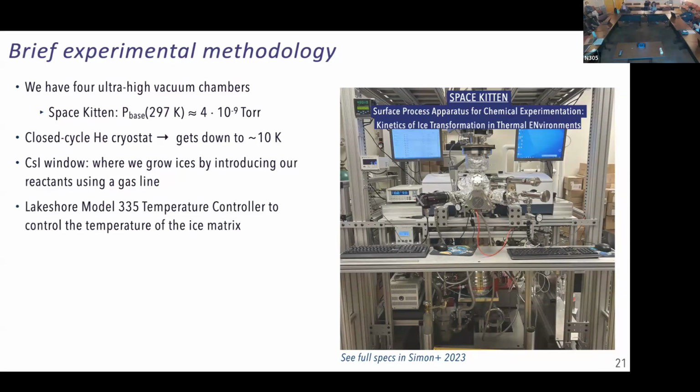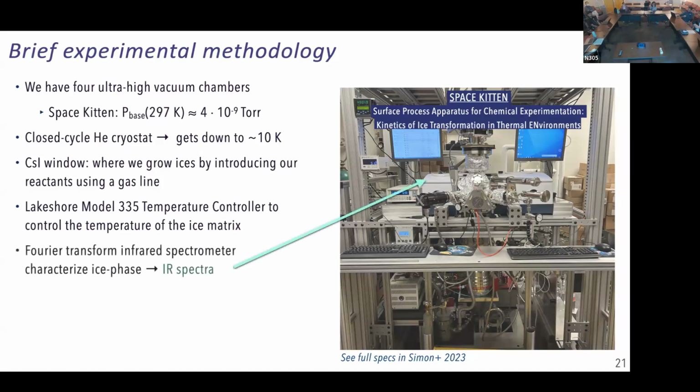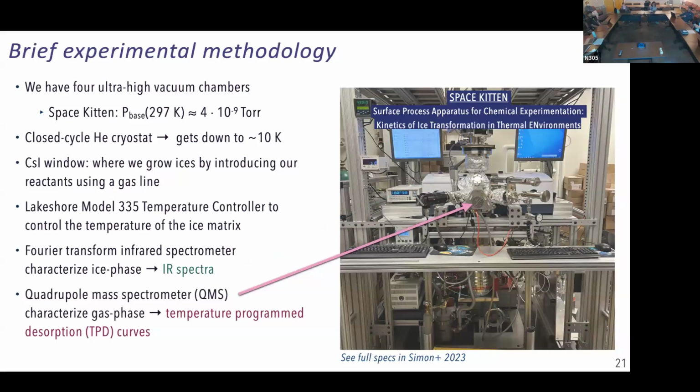There's a temperature controller that we can use to control the ice matrix temperature. This is an FTIR, which gives us the infrared spectra, which is our first data product. And then there's a quadrupole mass spectrometer that basically characterizes what's happening in the gas phase. And those result in what we call temperature programmed desorption curves, or TPD curves. Most of the first set of experiments that I'll show you will all be about these TPD curves.